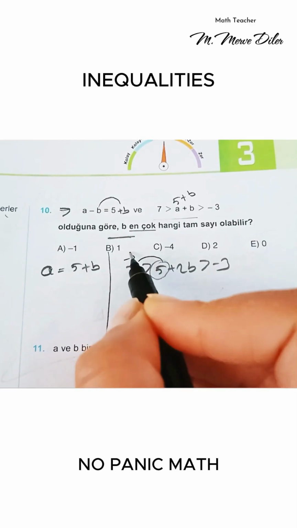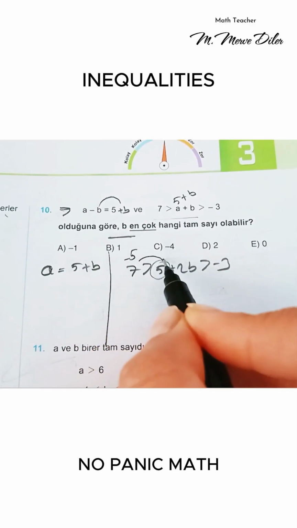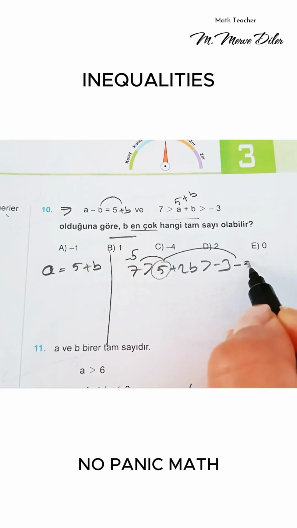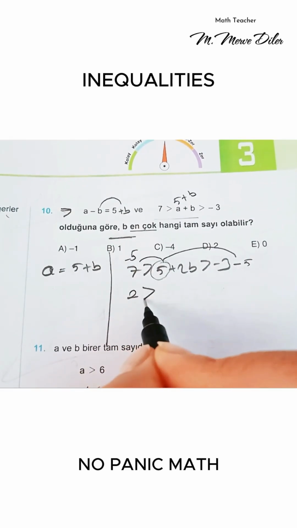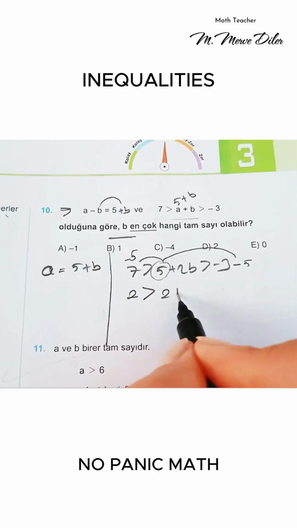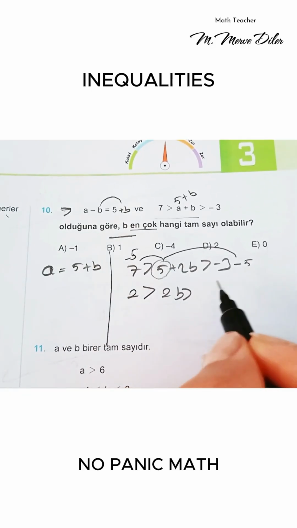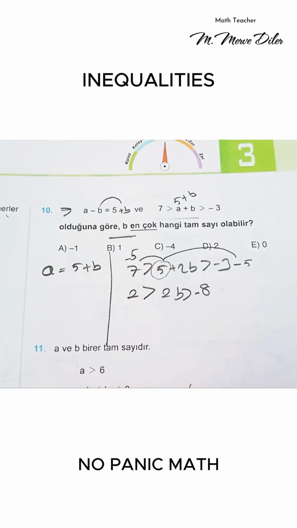Let's move the 5 to this side as a minus 5. Alright, friends. Let's also move it to this side as a minus 5. Now, I subtracted 5 from 7, so 2 is greater than 2b, which is greater than minus 3 plus another minus 5. That will make minus 8.